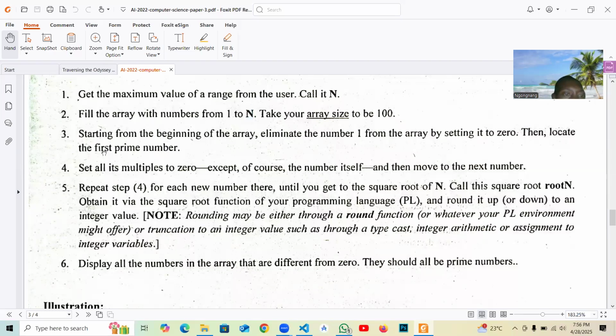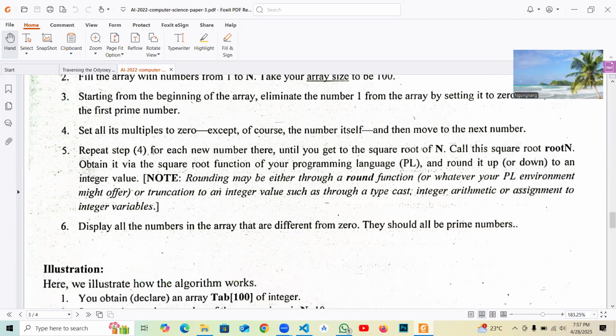Then locate the first prime number. After that, we move to the next number in the range to find out whether it's a prime number or not. Then set all its multiples to 0. What does that mean? It means that when we locate the next prime number, the multiples of that number should be set to 0, except, of course, the number itself. And then move to the next number. That is already a loop. They are even telling us to repeat step 4, that is already a loop, for each new number.